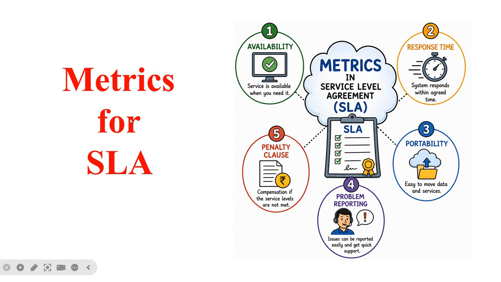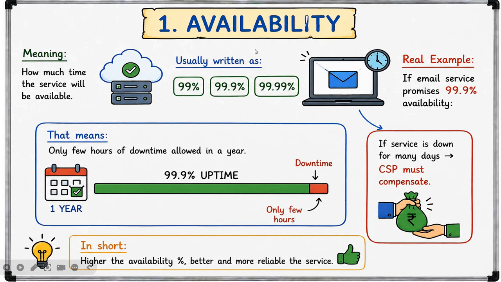In this lecture video, we will understand the metrics for the service level agreement. The first metric is availability, then you have response time, portability, problem reporting, and last is the penalty clause. So first is the availability, meaning how much time the service will be available.